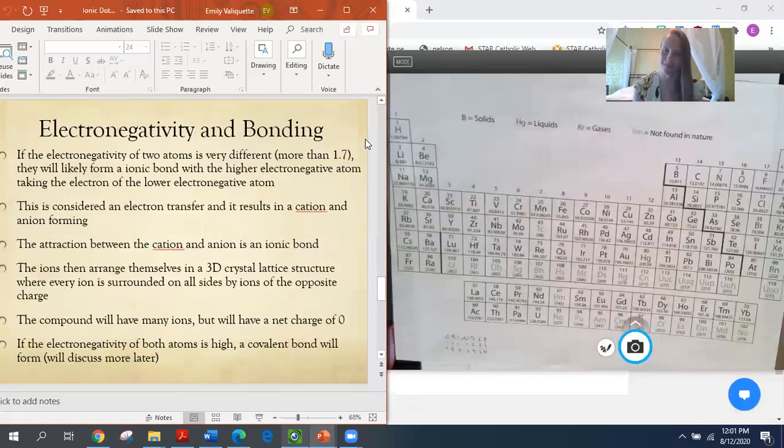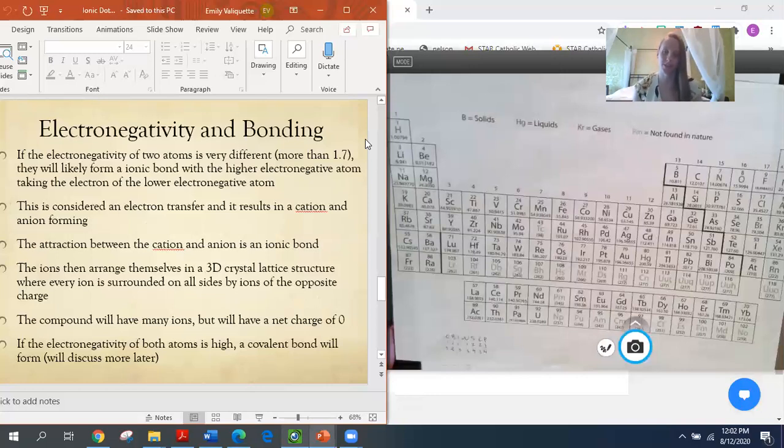So you do need to know that name, by the way. Ionic compounds always form crystal lattice structures, which is just the way that if you have a positive ion, every single side of that positive ion, top, bottom, side, front, back, will be surrounded by a negative ion. And then every negative ion will be surrounded like that by positive ions. The compound, even though it's made of ions, will have a net charge of 0 because all the positive and negative ions end up canceling each other out.